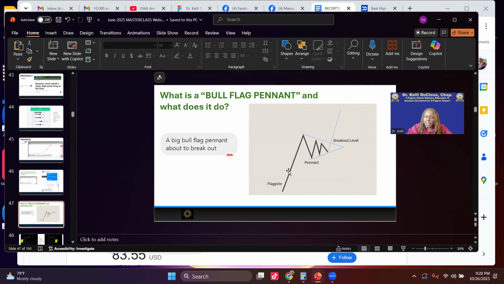The stock is going to go up, up, up, up, up. Then it's going to go down, up, down, up, down, up. And when it squishes into the bottom of the triangle, it's going to shoot up to the top.